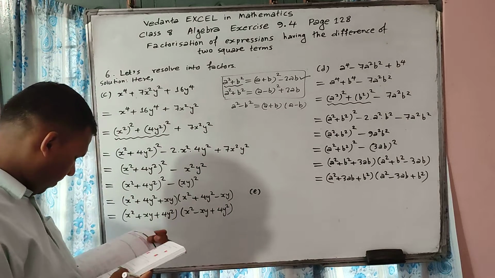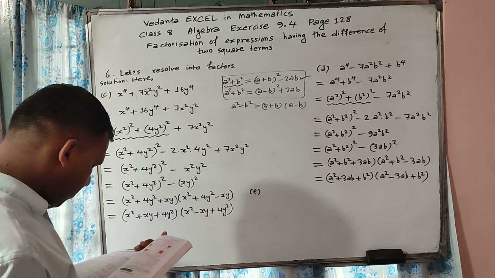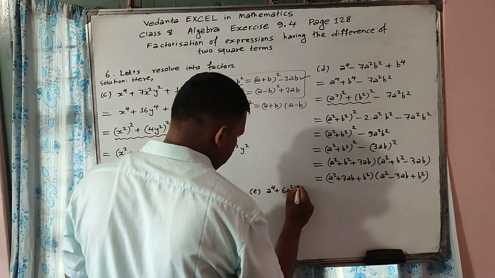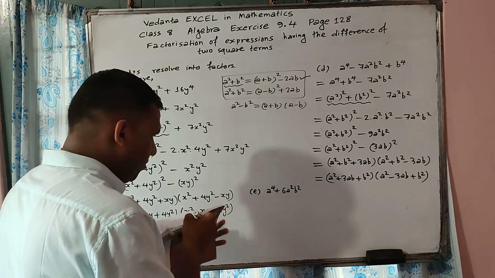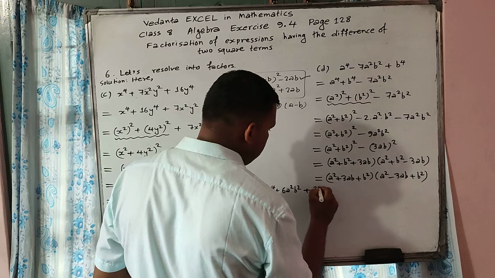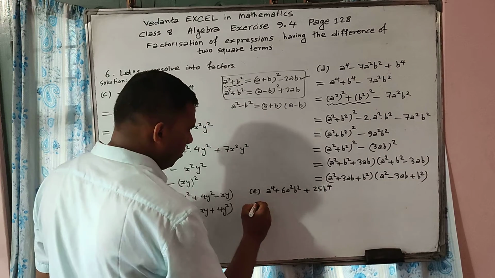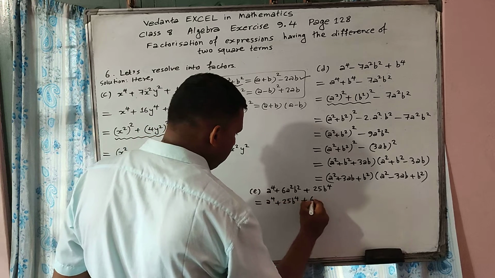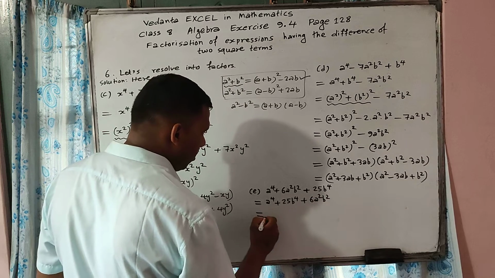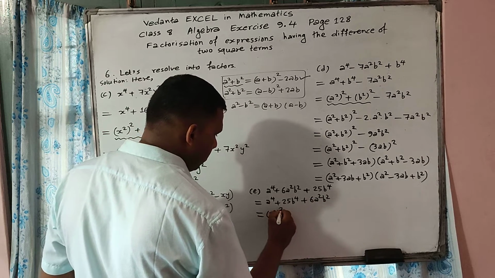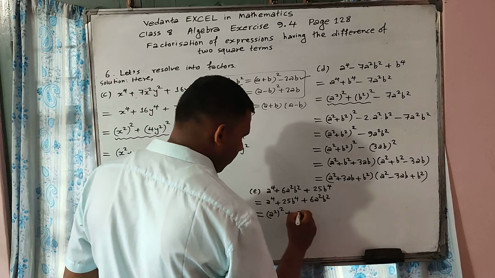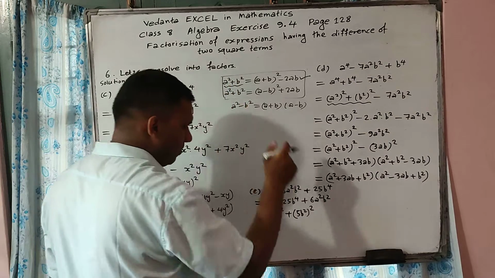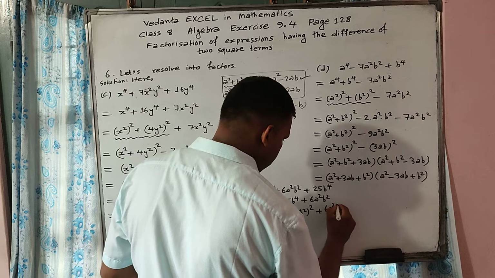On E we have a⁴ + 6a²b² + 25b⁴. This equals a⁴ + 25b⁴ + 6a²b². a⁴ is (a²)², 25b⁴ is (5b²)², making a² + b² form, plus the remaining term 6a²b².